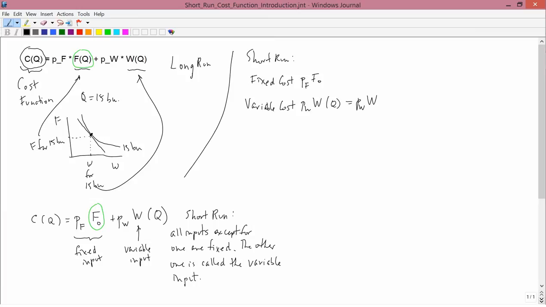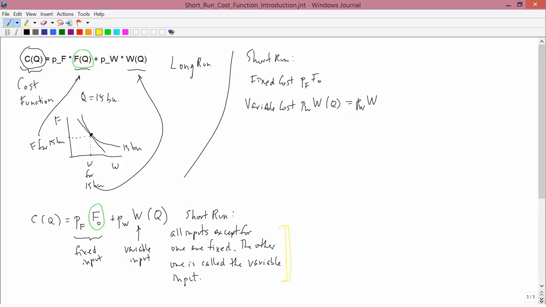In our example, since we only have two inputs, we're just going to have one fixed and one variable. So the general definition is that all inputs are fixed except for just one of them. We're really not going to see examples of more than one input being fixed. But if a firm had five inputs, the short run is defined to be a situation where four of those are fixed and only one of them is variable.